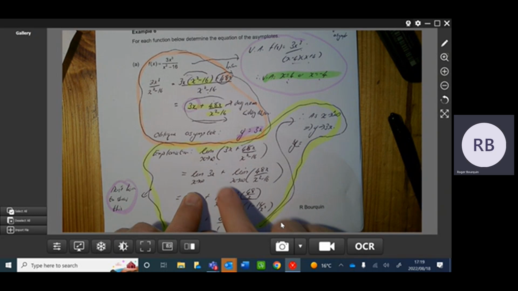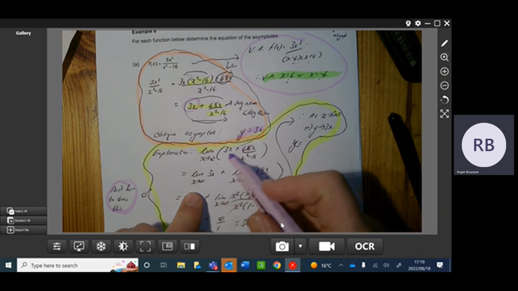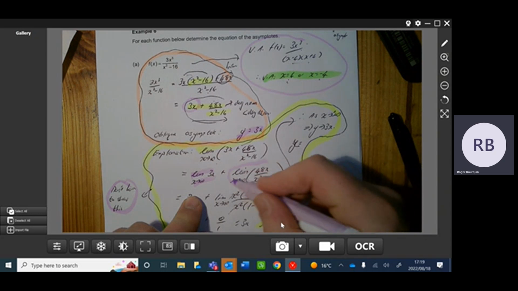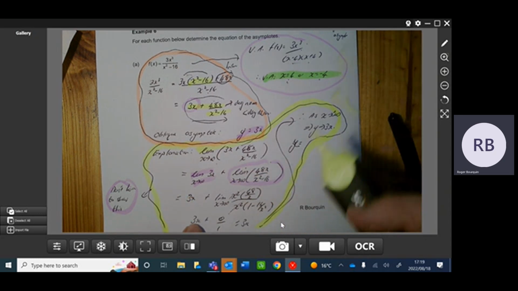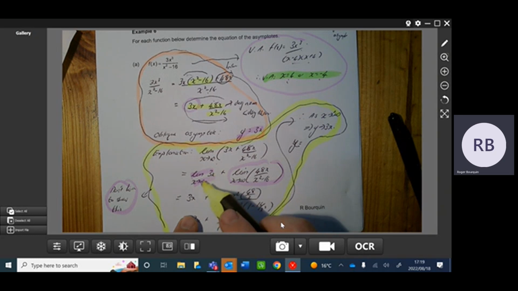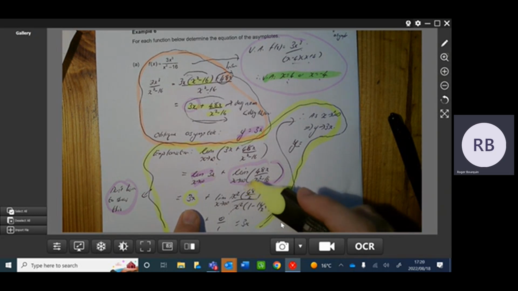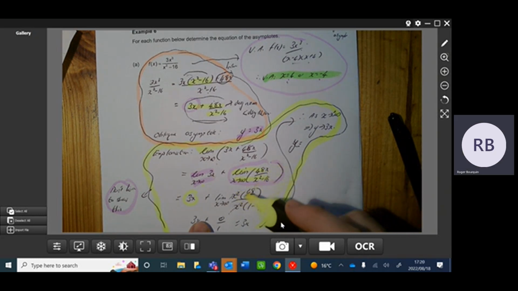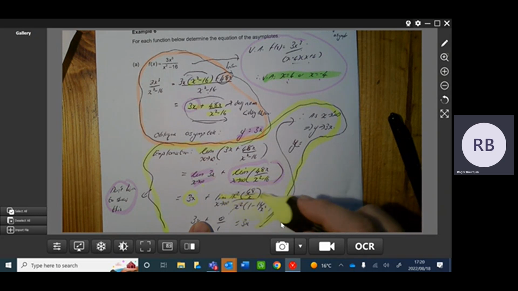Remember, oblique and horizontal asymptotes have to do with limits to infinity. If I take the limit as x tends to infinity of 3x plus 48x over x squared minus 16, you can split up the limits and do them separately: the limit of 3x plus the limit of 48x over x squared minus 16. As x tends to infinity, if x was a million, y would be 3 times a million, so it's getting infinitely close to 3x.